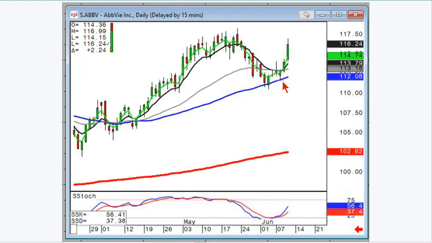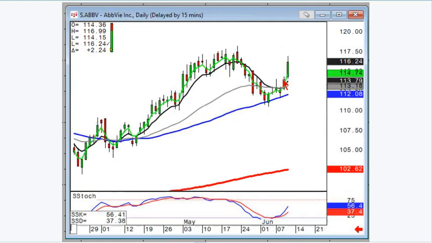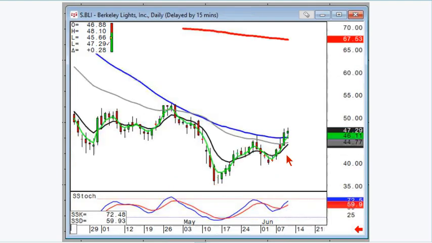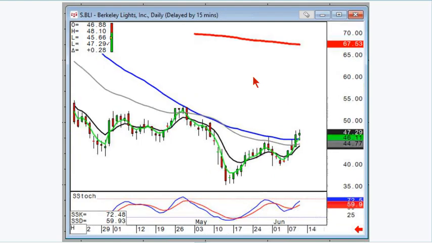ABBV, that's a observe the obvious again. Bouncing up off the 50 and now doing buy signals. Wave 1, wave 2, wave 3. Good chart. We recommended BLI because of the bobble breakout. You can still buy this one on positive trading tomorrow.